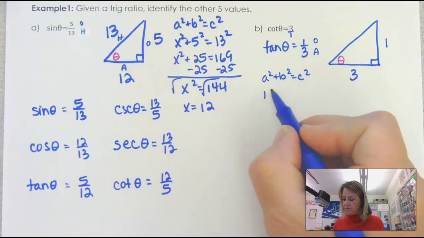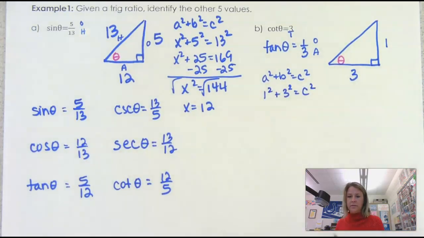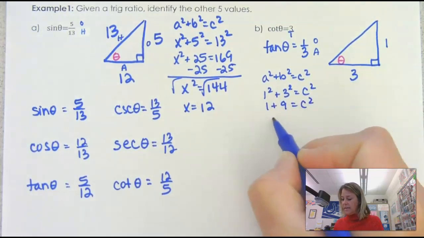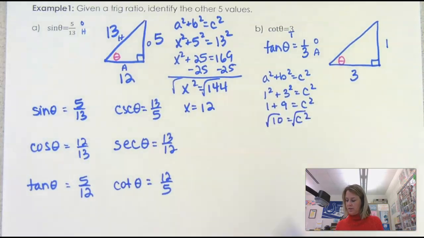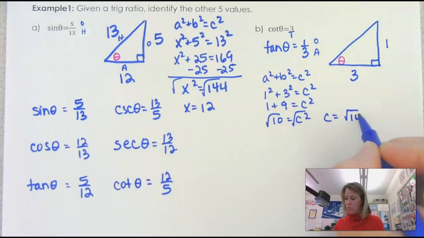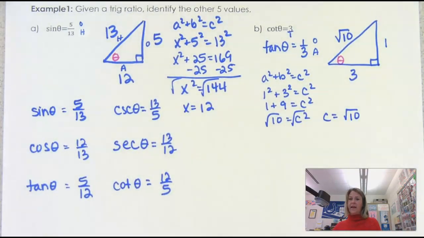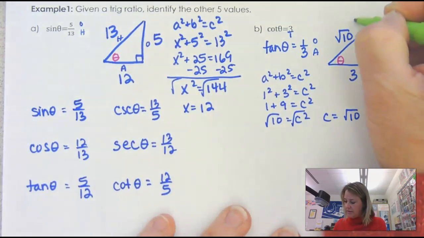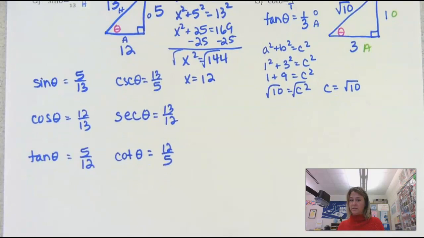legs here. So it doesn't really matter what order you do those in. 1 squared plus 3 squared equals c squared. 1 plus 9 is 10. So I don't get such a nice c value this time. It's radical 10, not plus or minus. It's just radical 10. If it helps you to label these sides, go ahead, that's the opposite, that's the adjacent, that's the hypotenuse. So now I'm going to do all 6 trig functions.